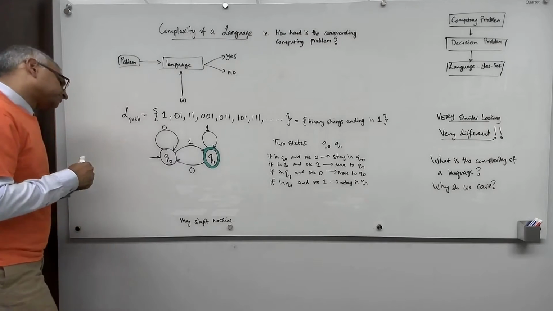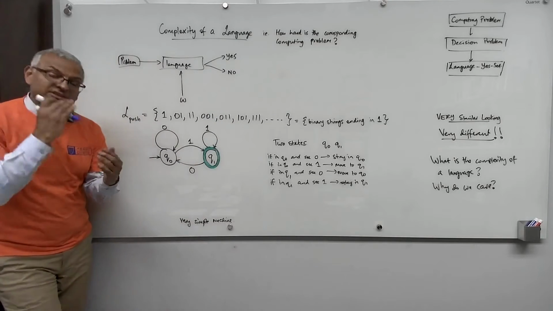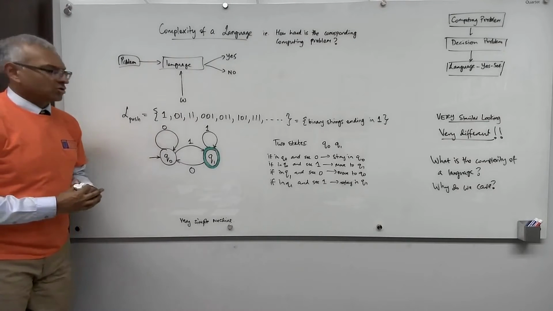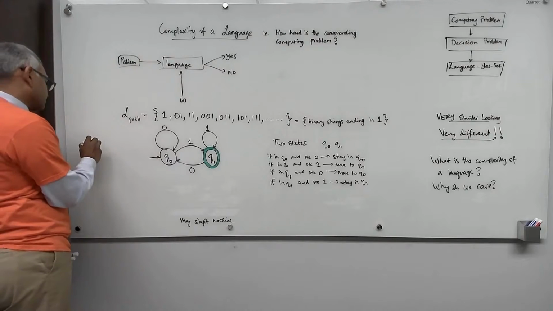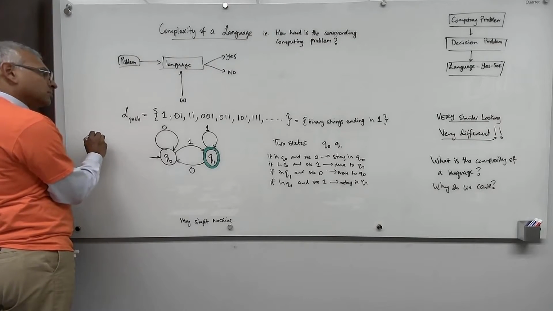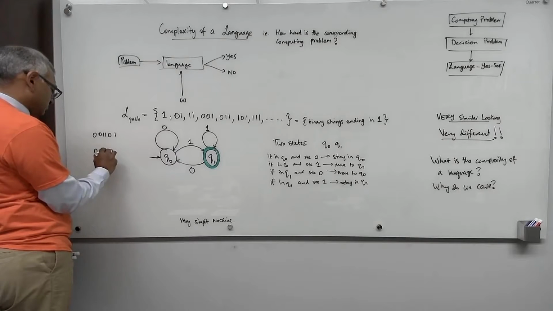Okay, so let's consider some input strings to my problem L push. Remember what the task was. The task in L push was, if I give you a string, tell me whether or not the light is on. So if I give you a string, is the string in my set? Okay, so let's consider a few strings. Let's consider the string 0, 0, 1, 1, 0, 1, and 0, 0, 1, 1, 0, 0.